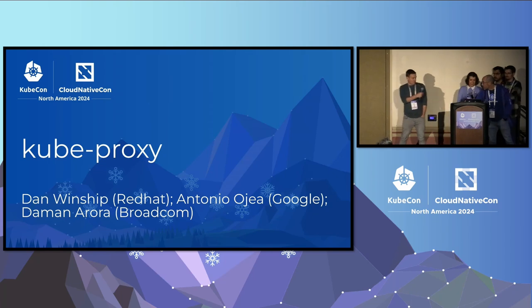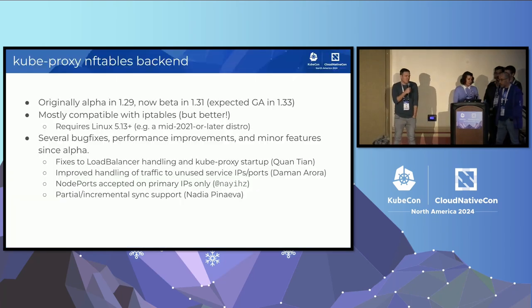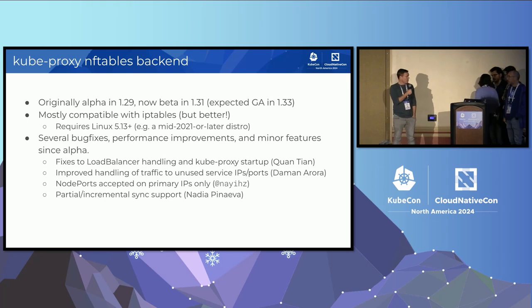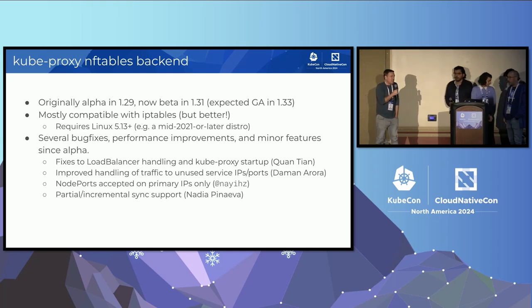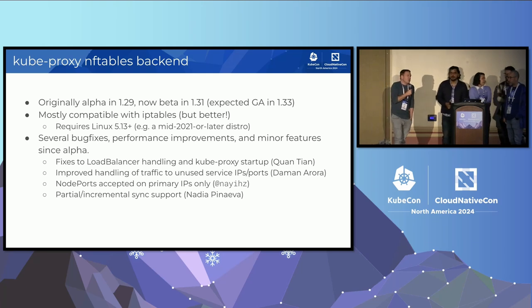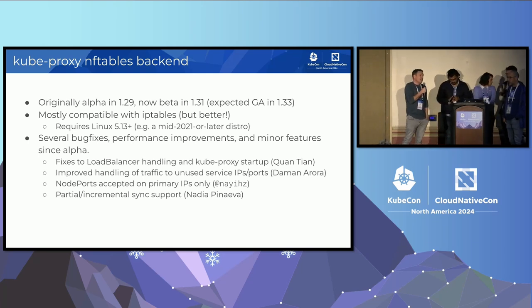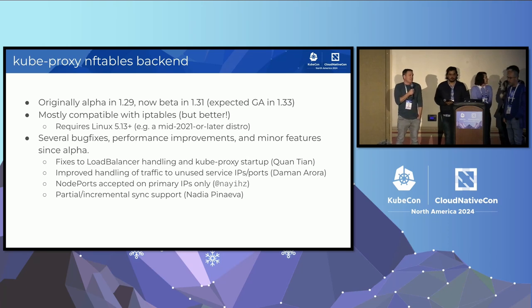Okay, kube-proxy. Yep. So kube-proxy is the default implementation of service proxying. If you're using something like Cilium or OVN-Kubernetes, it has its own, but we provide the default one. For a long time, the standard kube-proxy implementation was based on iptables, but iptables is sort of a dying API, and we knew that we needed to move to nftables. That was alpha last year. It is now in beta. By next KubeCon NA, it ought to be GA.